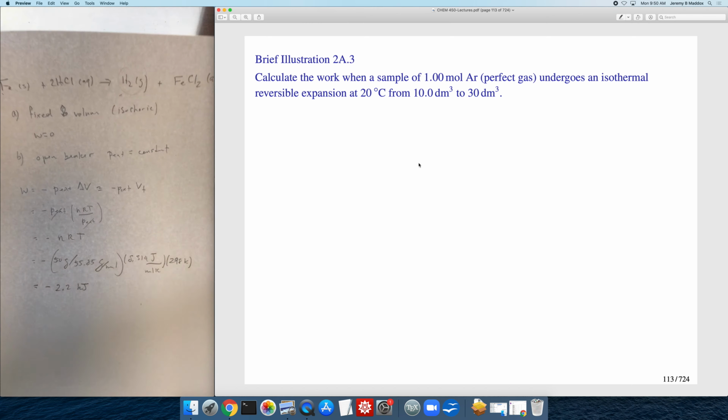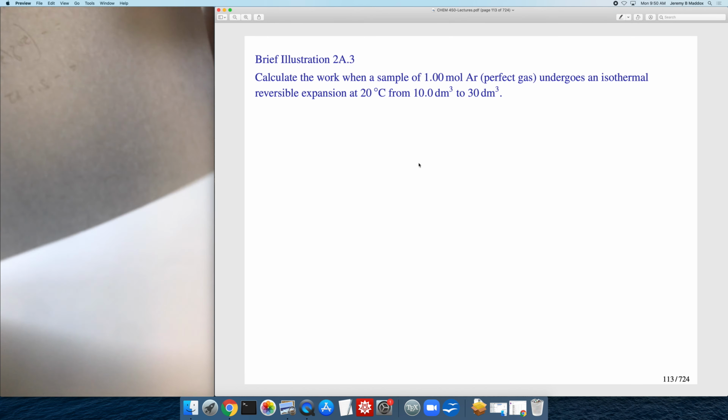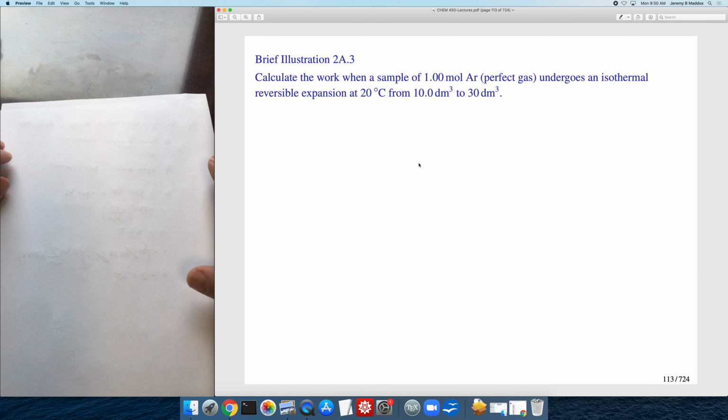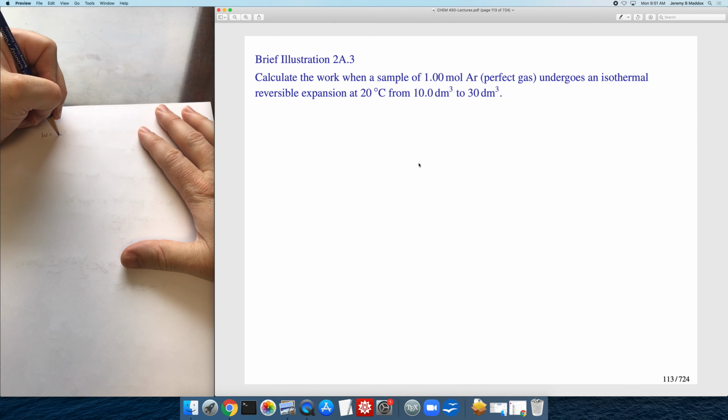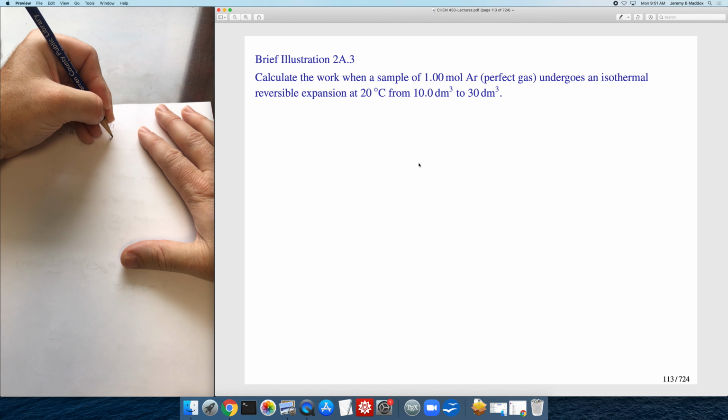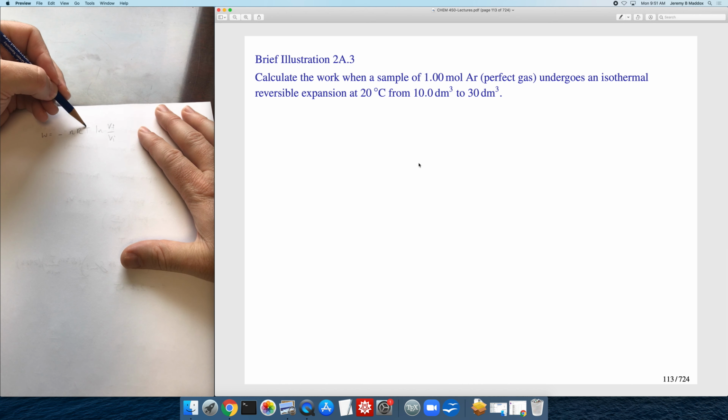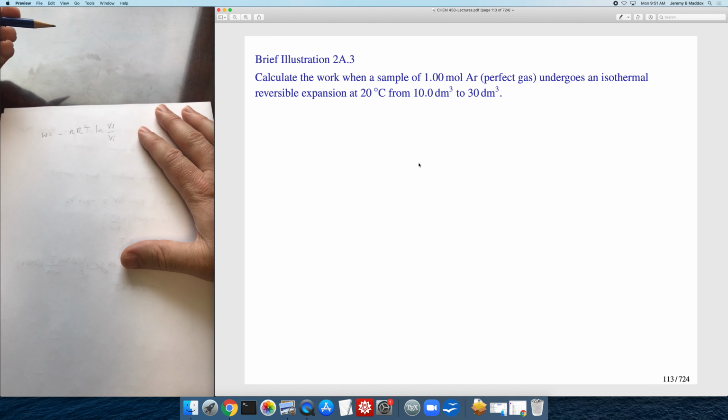Here is a different problem. So this is going to require one of those other formulas. In this problem, we are going to calculate the work involved when 1 mole of argon gas expands reversibly and isothermally. And so that involves a different formula for the work. It involves this formula. So we need the number of moles of gas, gas constant, temperature in Kelvin. Notice it has to be an isothermal problem. If it's not isothermal, that doesn't work. And then it's the natural log of the ratio of the two volumes.